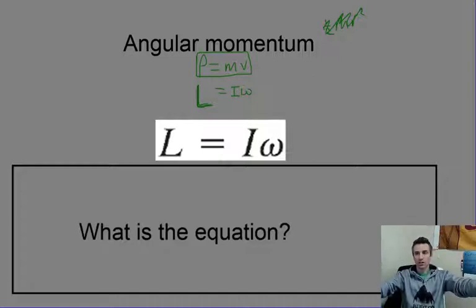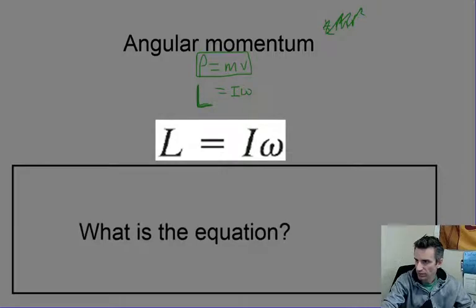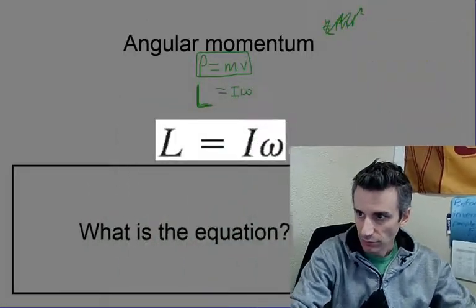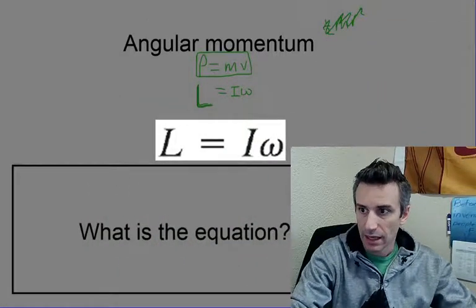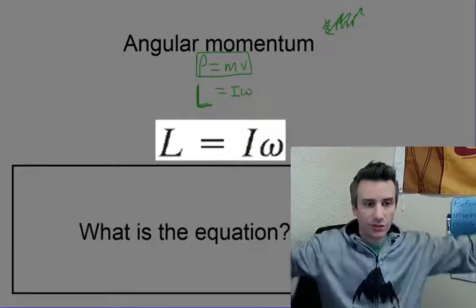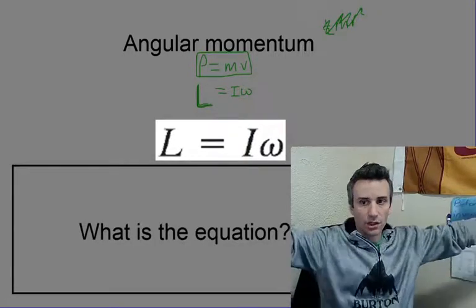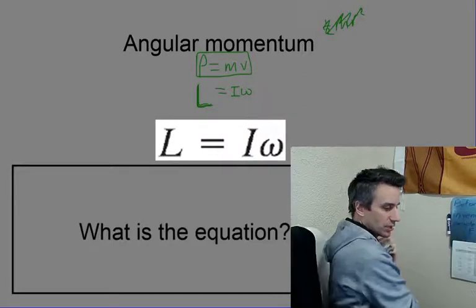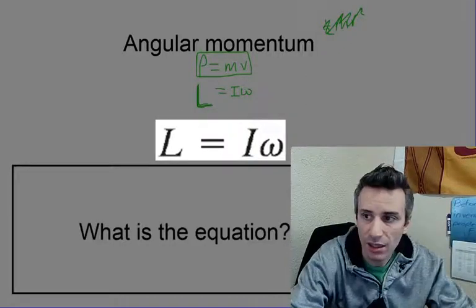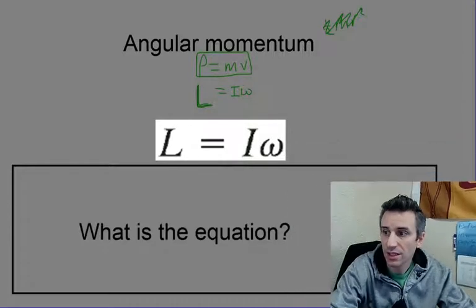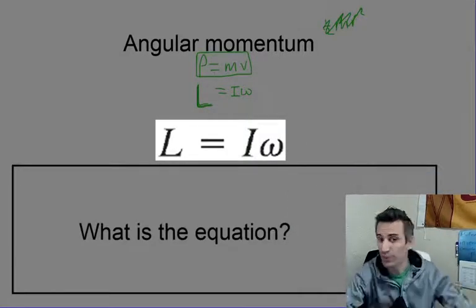This also works if you've ever seen an ice skater, right? They go and then they pull in their arms and they start spinning really fast. It's because they have a large value of I, a large rotational inertia, and then they decrease the rotational inertia, which is going to make their angular velocity increase.